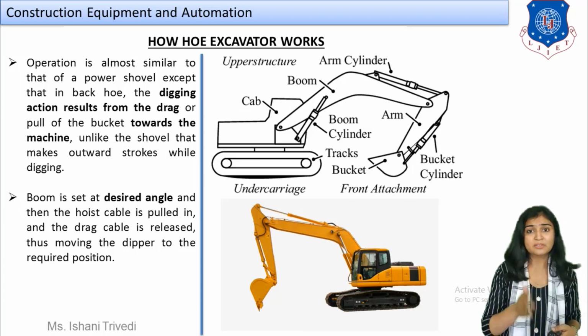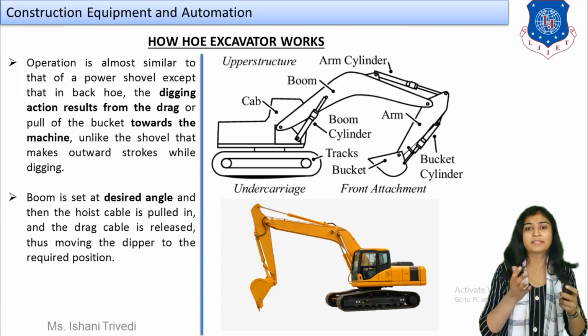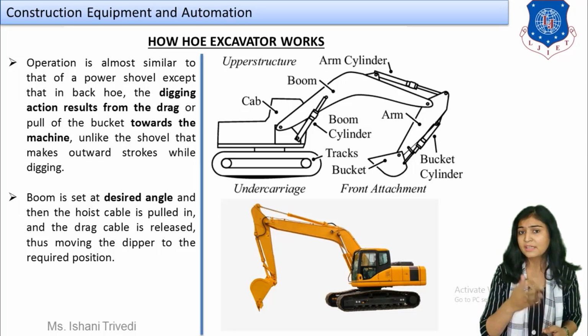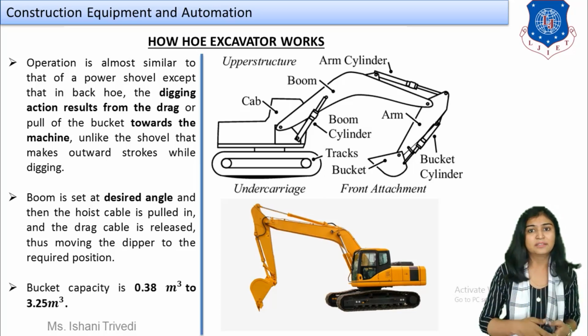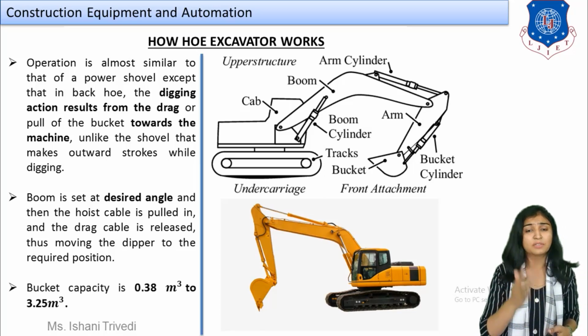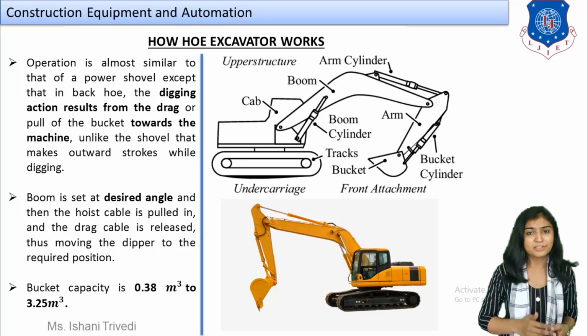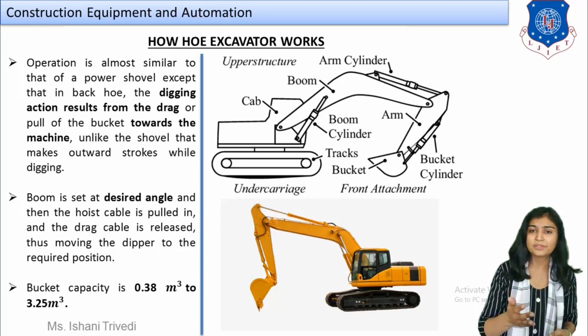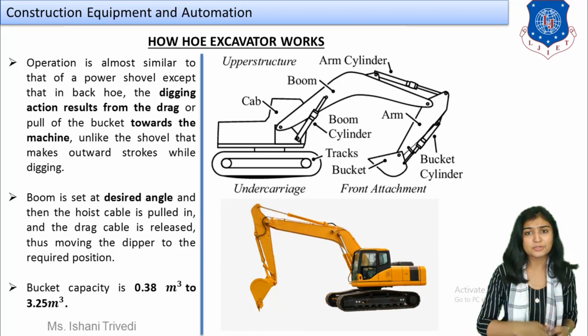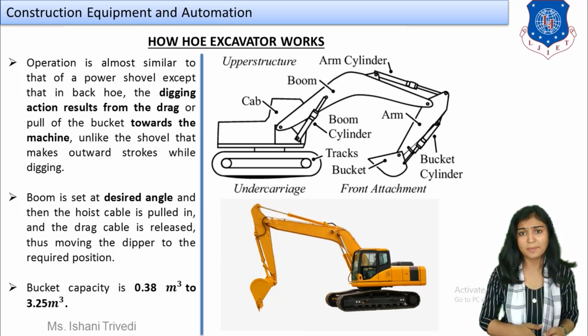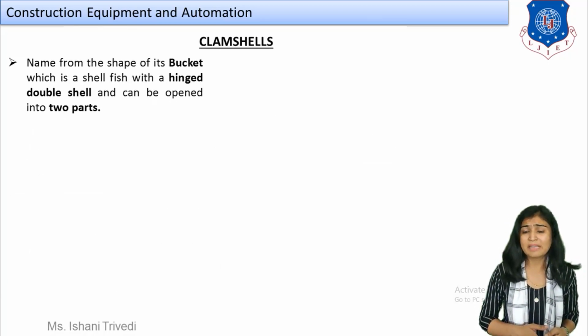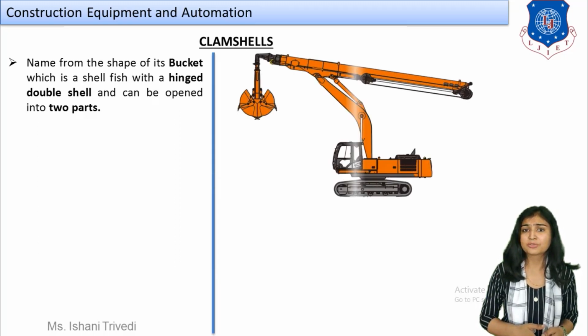You can also write down the applications, advantages and disadvantages based on the theory which we studied, and I think you will be able to derive them directly on your own after watching this video properly. Next, the capacity of the bucket varies from 0.38 cubic meter to 3.25 cubic meter, which you are supposed to remember. Now, the last excavating equipment which we are going to talk about is the clam shell.